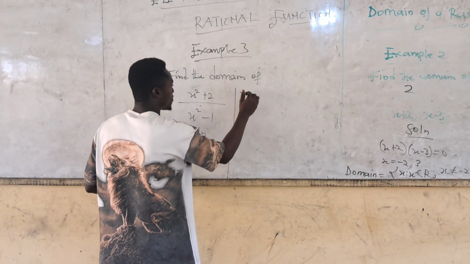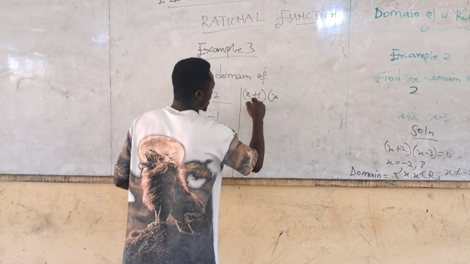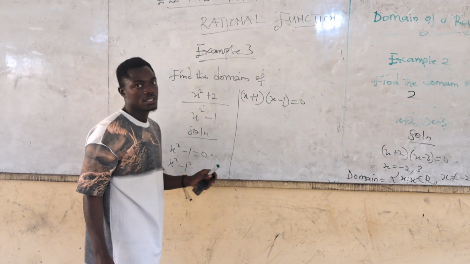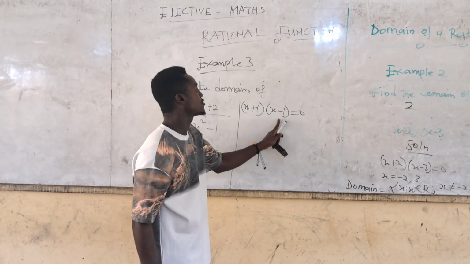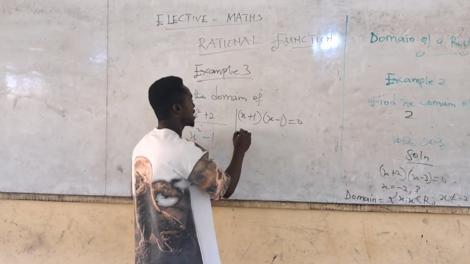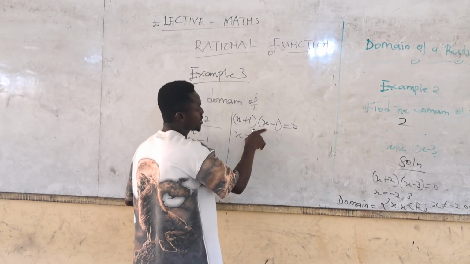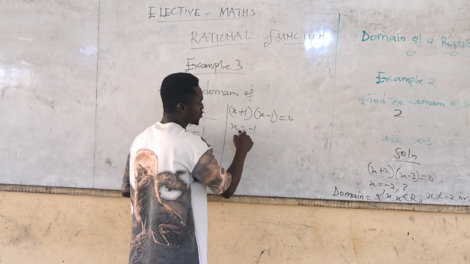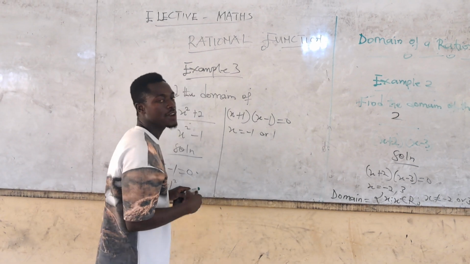So plus 1, s squared. S plus 1, s minus 1 equate to 0. Now we take this one and we equate it to 0, and we take this one to equate to 0. Therefore, we are going to have x equal to negative 1. And if you equate this one to 0, we are going to have x equal to positive 1. So x equals negative 1 or positive 1. Then you write your domain.